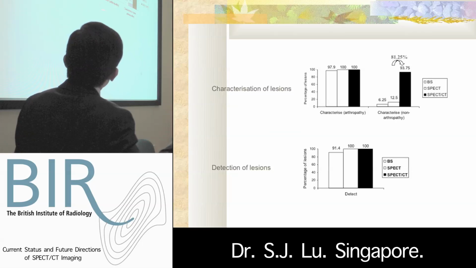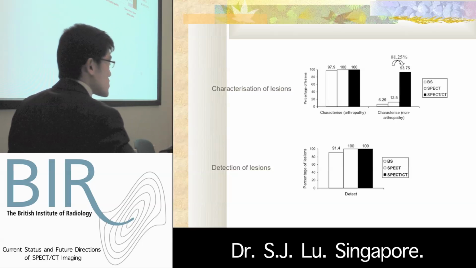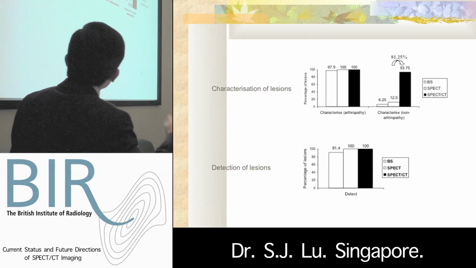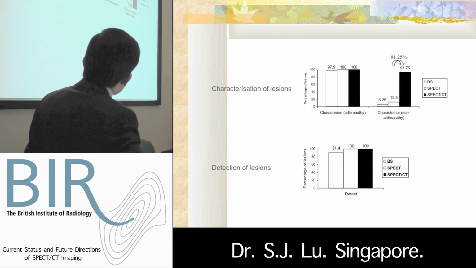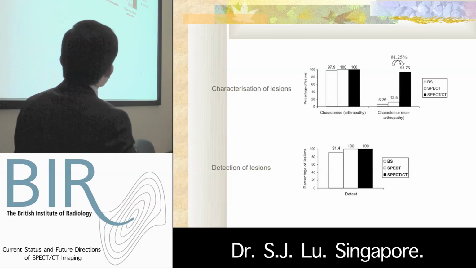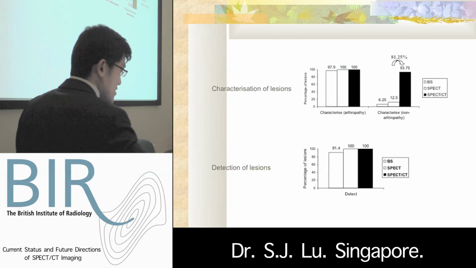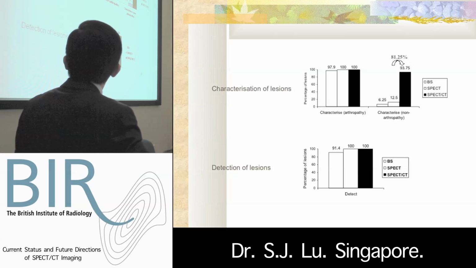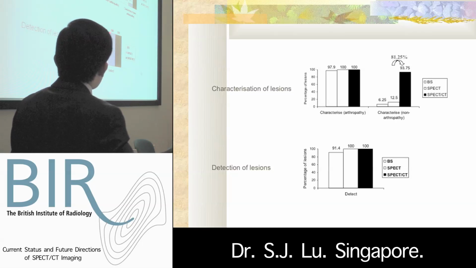For characterization of arthropathy lesions, bone scan is good, it's able to demonstrate uptake along the articular margins. But for non-arthropathy lesions, bone scan has a low accuracy of 6%. SPECT is also not good, 12%. For SPECT-CT, there is a jump of more than 80%, and this is again attributed to the companion CT. Bone scan is accurate more than 90% of the time for the detection of lesions, but SPECT-CT is able to further improve on this.